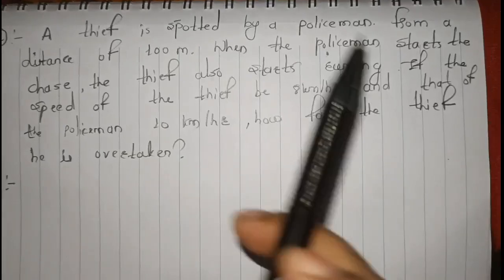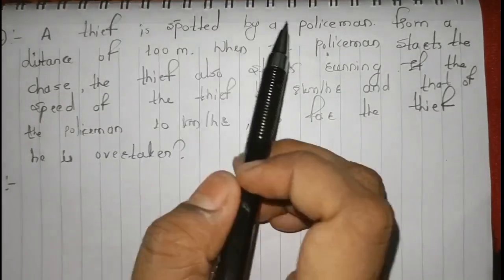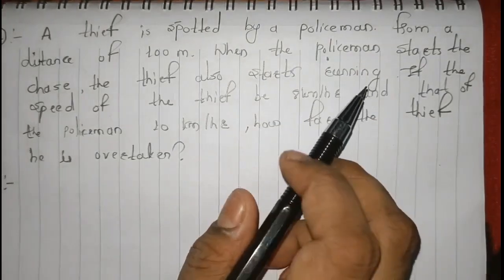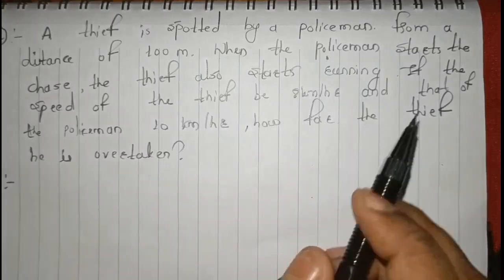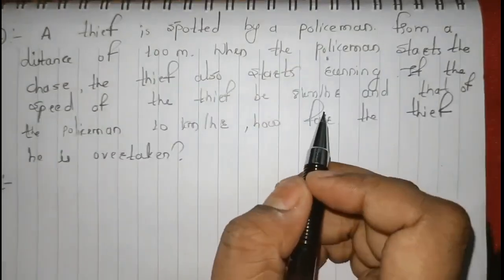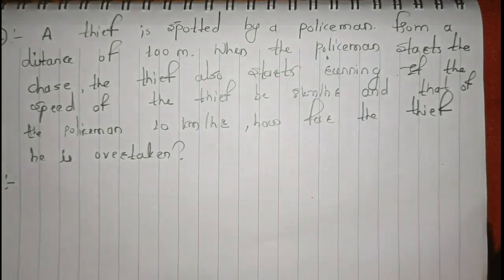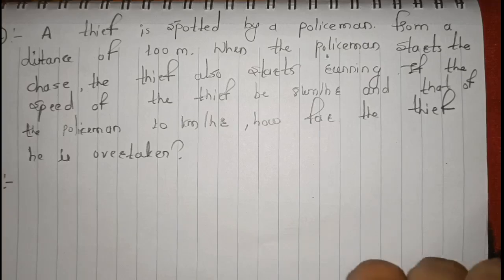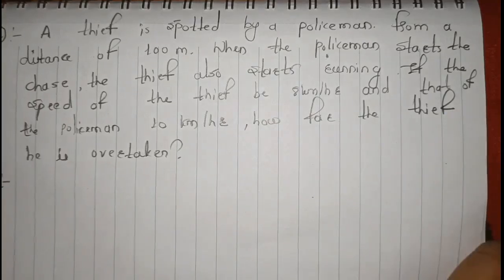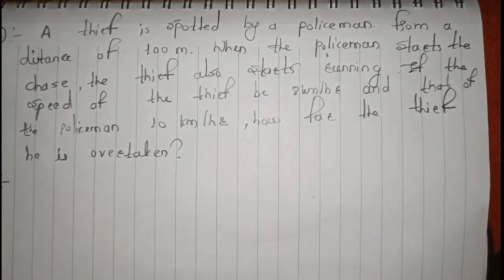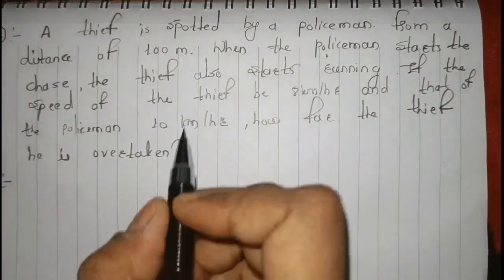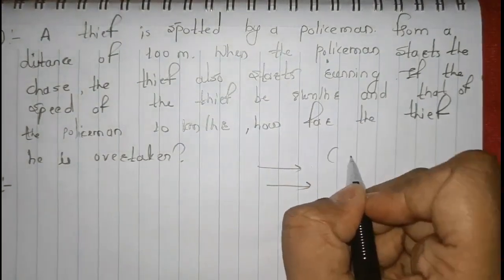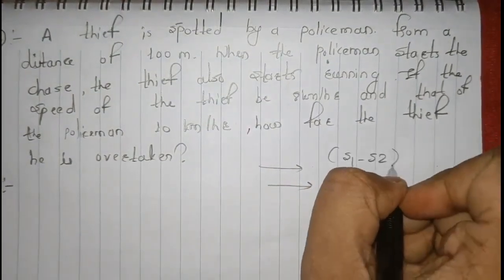12th question here. A thief is spotted by a policeman from a distance of 100 meters. When the policeman starts the chase, the thief also starts running, and if the speed of the thief is 8 and that of the policeman is 10, we have to find when the thief will be overtaken, right? Which means when the policeman and thief will meet each other. In this scenario also, the thief and policeman are moving in the same direction, so the speeds will get subtracted.